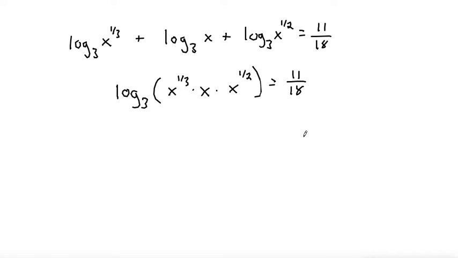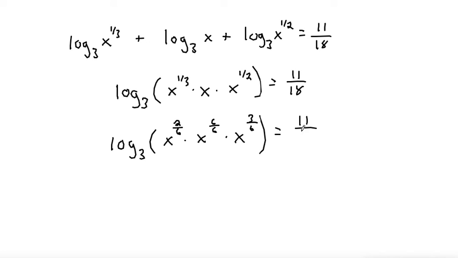From here we want to simplify, so when we multiply common bases we add their exponents. Since we have fractional exponents, let's put them into the same denominator, a common denominator. So it'll be log base 3 of, let's make a common denominator of 6, so x to the 2 over 6 times x to the, this is an invisible 1, so we can write that as 6 over 6 times x to the 3 over 6 is equal to 11 over 18.